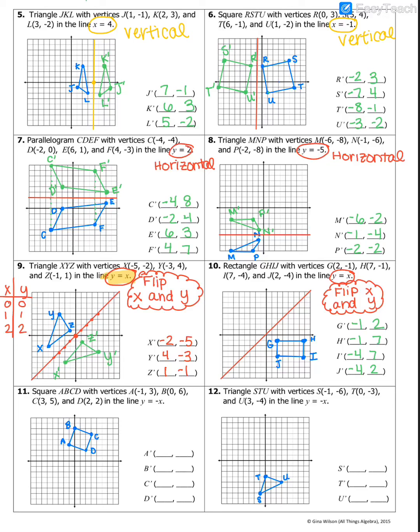Now we're just going to plot those points and connect our dots. And we're going to end up with the point -1, 2, which is right here. And this is G prime. H prime is -1, 7, which is all the way up here. I prime is -4, 7, which is right here.